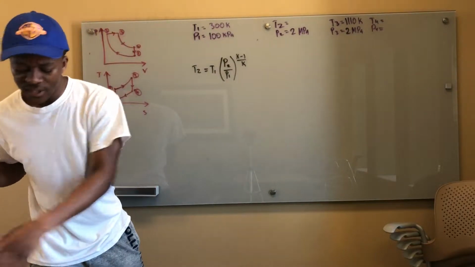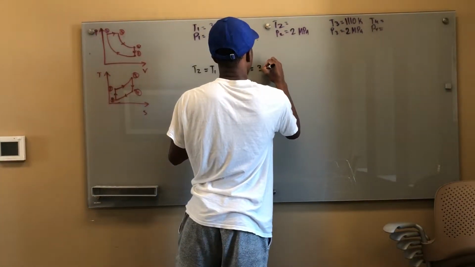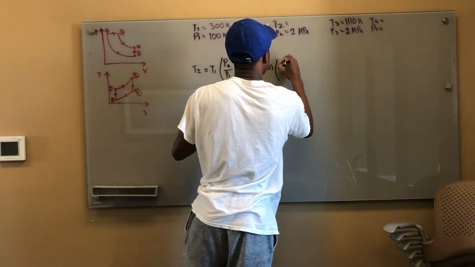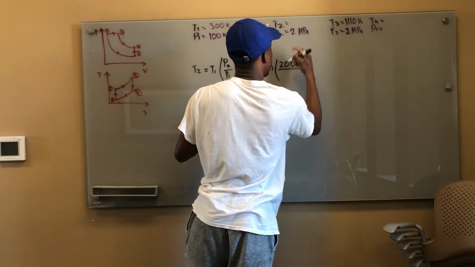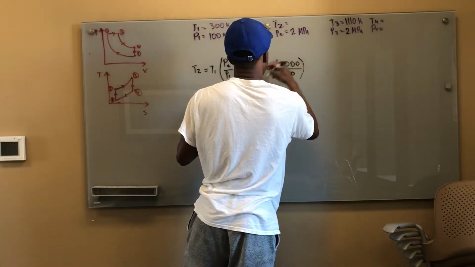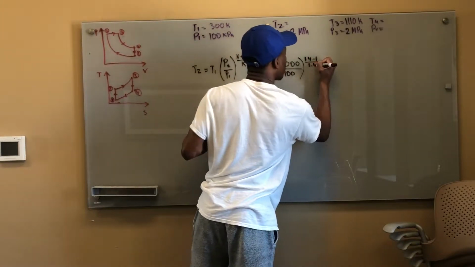Cool. So that being said, I can find T2. T2 is going to be equal to 300 times P2 over P1, which is 2,000, because this has to be in ratios, kilopascal to kilopascal over 100. So the K for air is 1.4, okay?